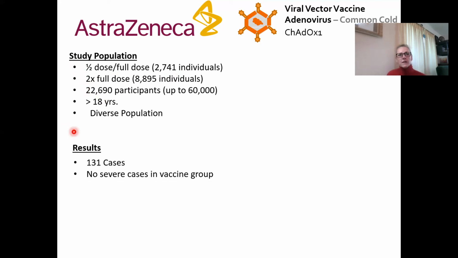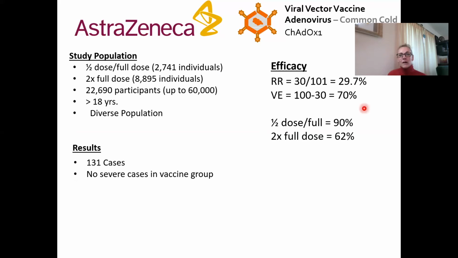So what were their results thus far? They've had 131 cases, and they report no severe cases in the vaccine group. That's all I could really find out. And I kind of back calculated. So based on, I think, these 2 groups here, they're saying it's an overall 70% efficacy. So I've kind of back calculated and assumed that there were 30 in the vaccinated group.